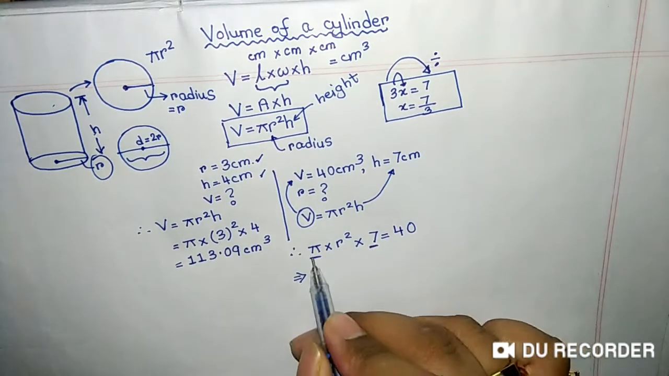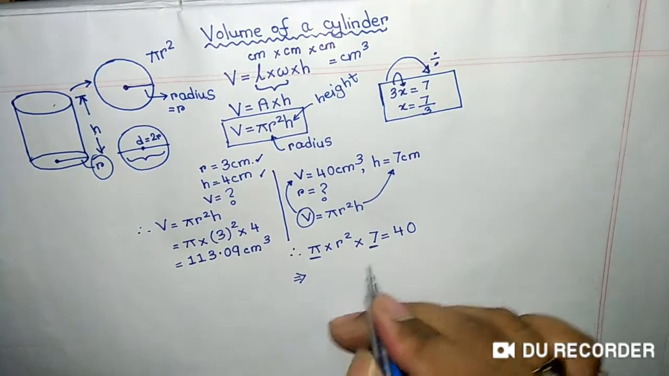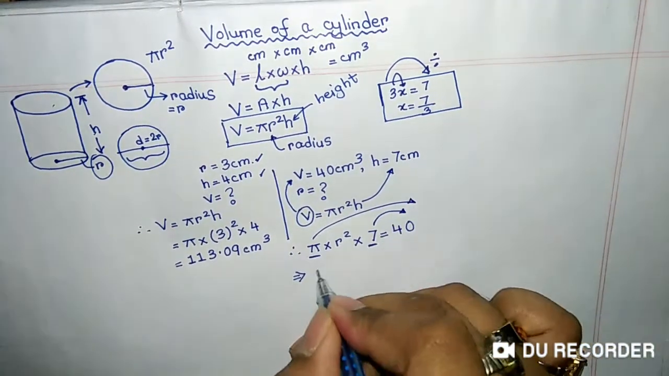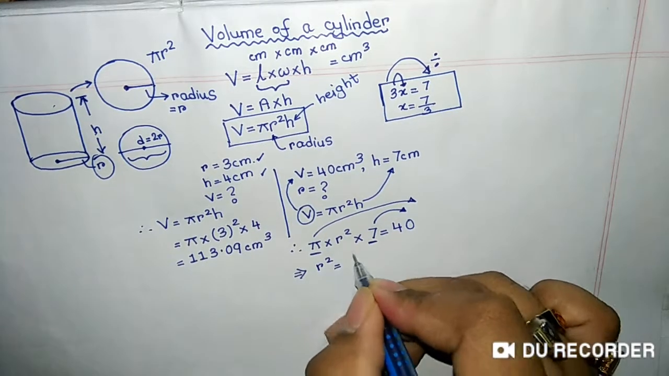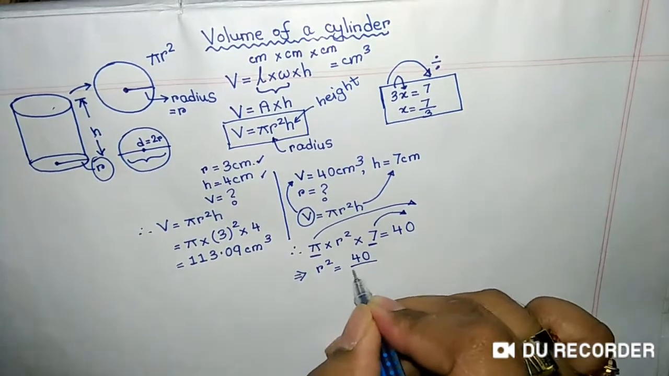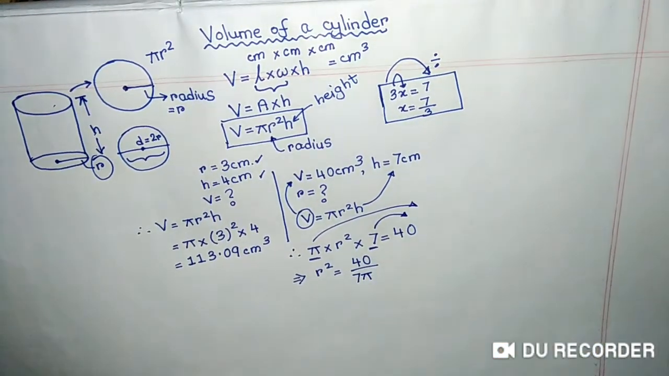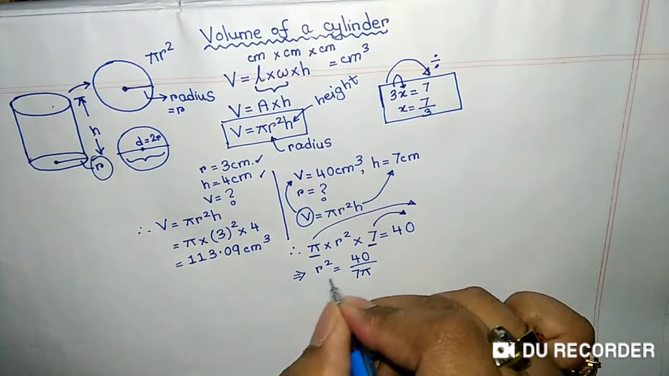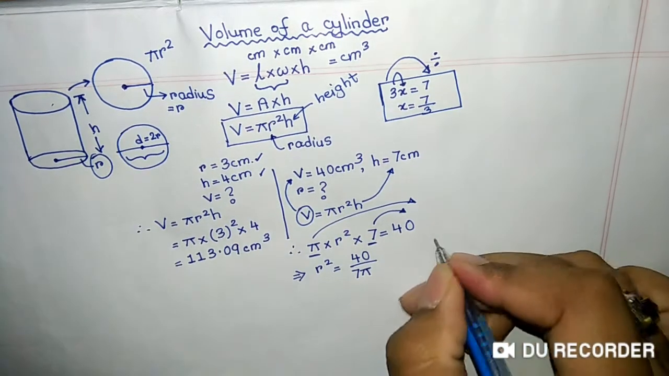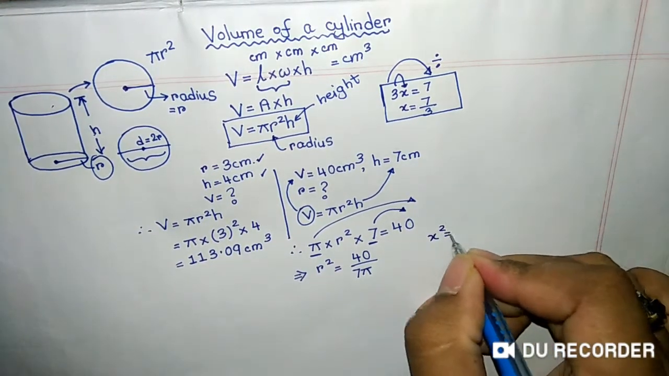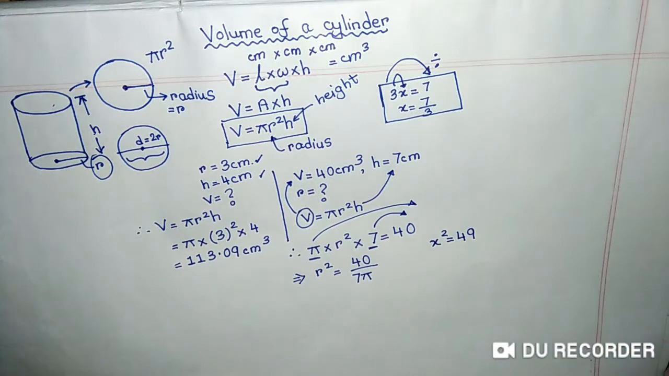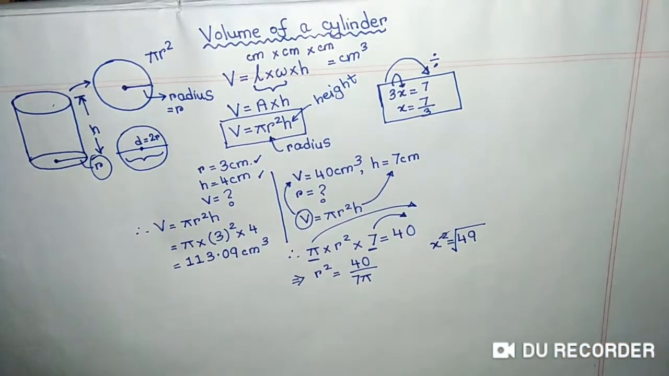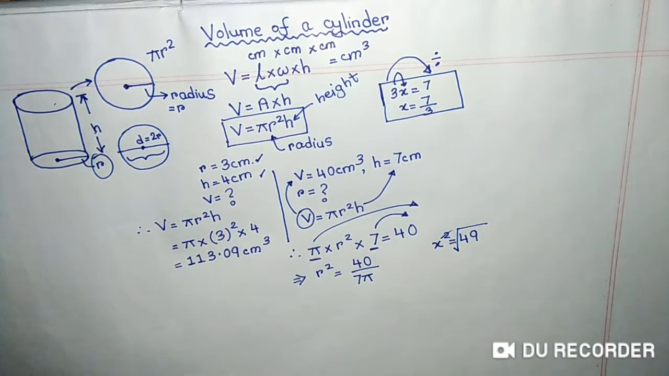As a result, we have 7 pi over here, which are in the form of multiplication. So they will go on the other side and become division. So we can write r square equals to 40 over 7 pi. Now, what we do over here is that we see that there is a square present with r. As we already know and have done problems like x square equals to 49, we eliminate the square by putting a square root on the other side of the equation.